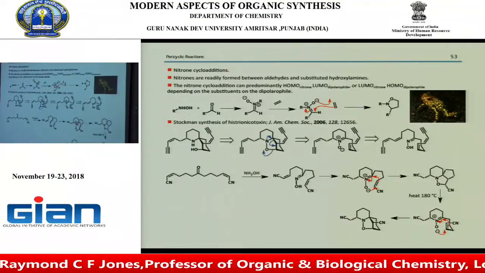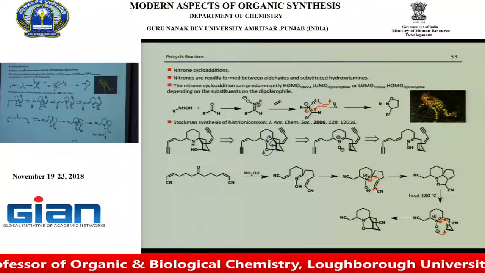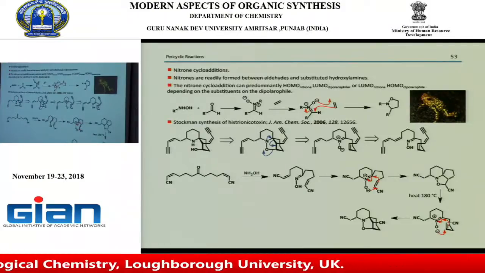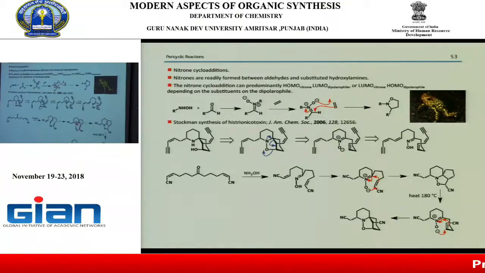which creates the framework of what you want for histrionic toxin here. And obviously this needs to be further modified by reducing the NO bond and modifying the two nitrile groups and chain extending them. And in fact they're both chain extended. If you look, they're chain extended with the same functionality, so you can do the same to both groups.